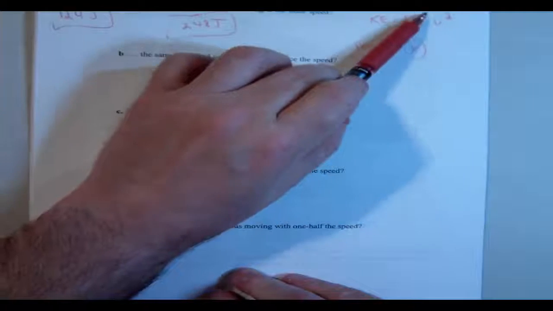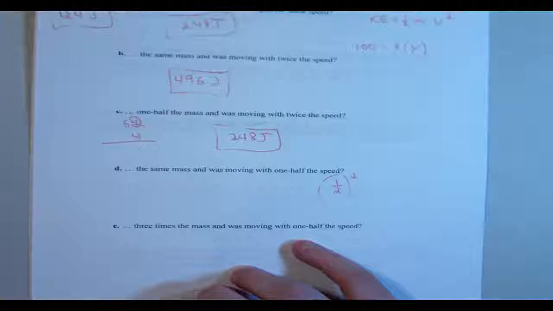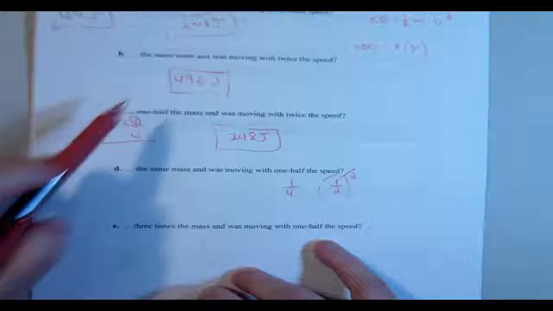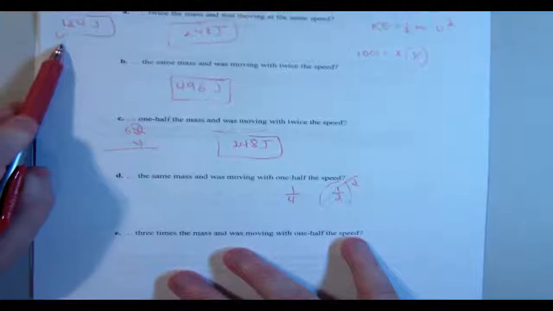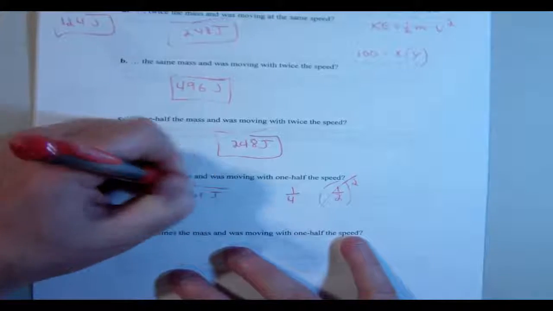So that is 1/2 velocity squared. The question is, what's 1/2 squared? It's 1/2 times 1/2, which is 1/4, right? So you take your original joules, that 124, and you multiply it by 1/4. In other words, you divide it by 4. Pretty straightforward, right? 31 joules. Bam. Let's look at E.